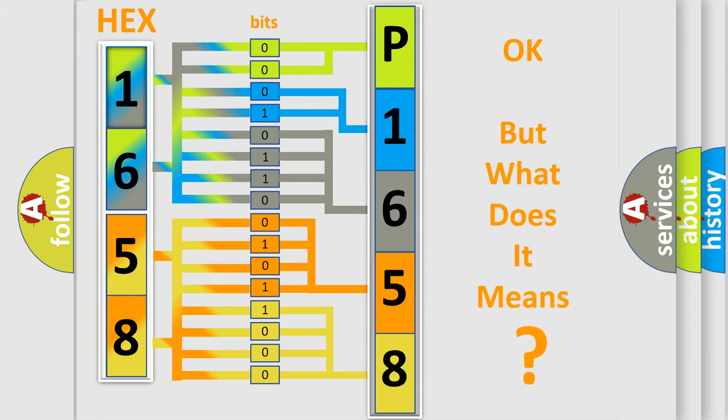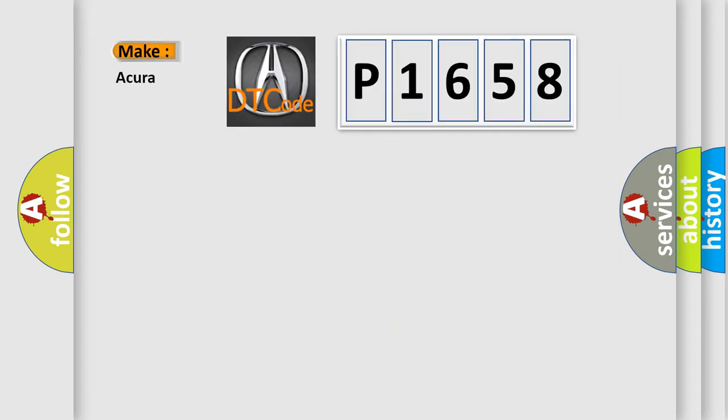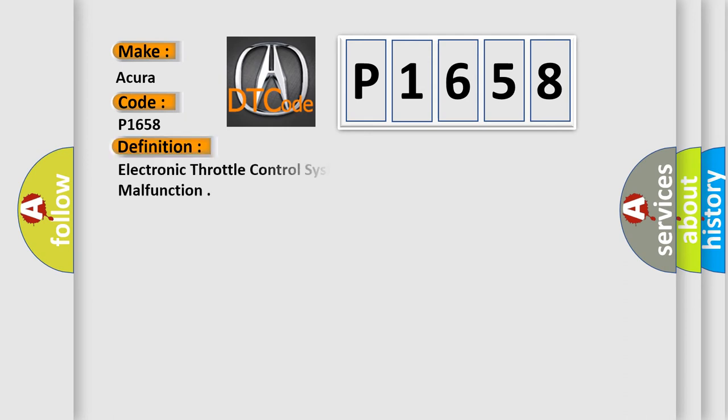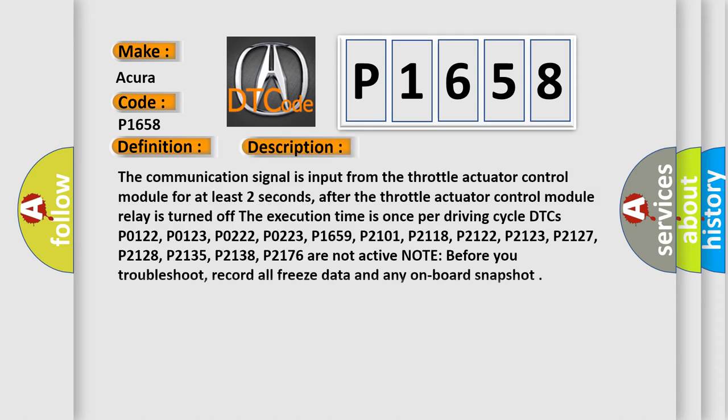The number itself does not make sense to us if we cannot assign information to what it actually expresses. So, what does the Diagnostic Trouble Code P1658 interpret specifically for Acura car manufacturers? The basic definition is: electronic throttle control system ETCS control relay on malfunction. And now this is a short description of this DTC code. The communication signal is input from the throttle actuator control module for at least 2 seconds. After the throttle actuator control module relay is turned off, the execution time is once per driving cycle.